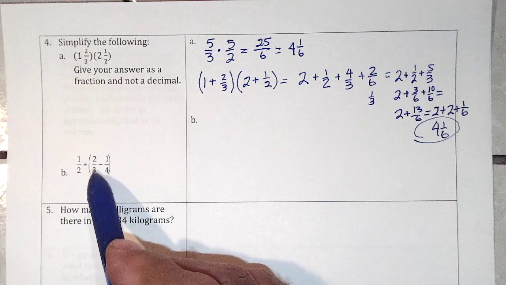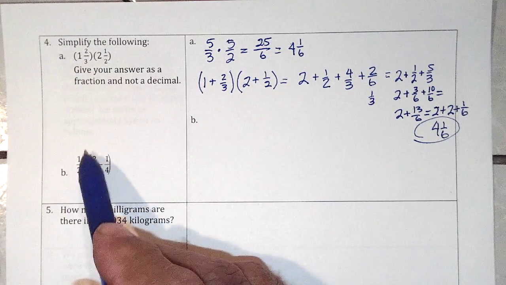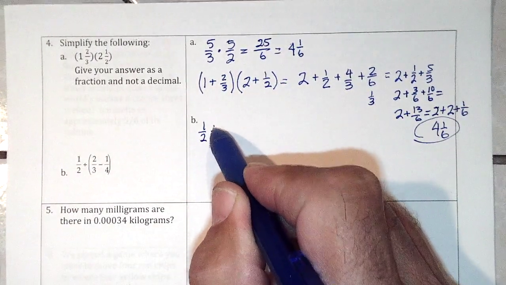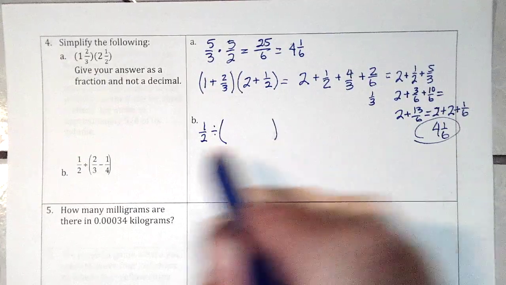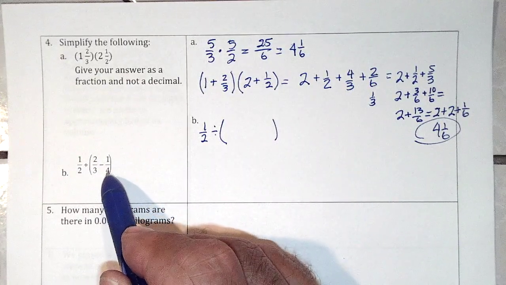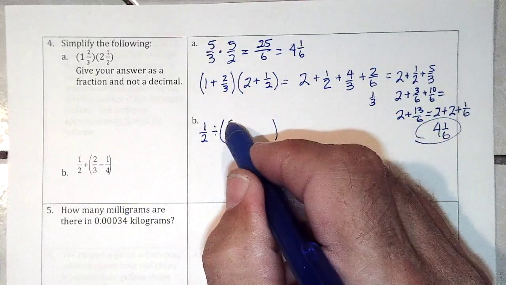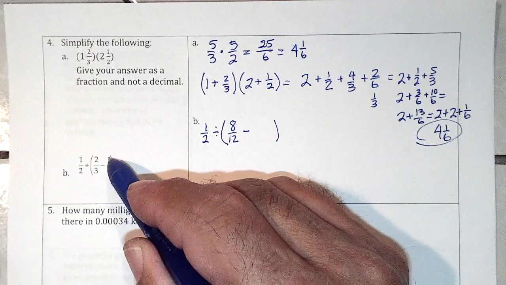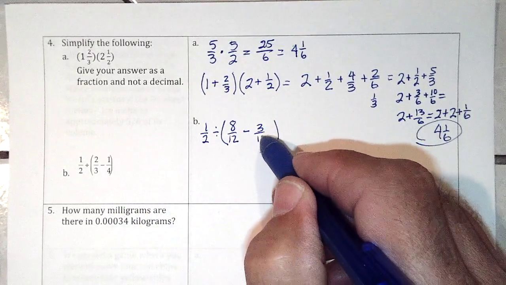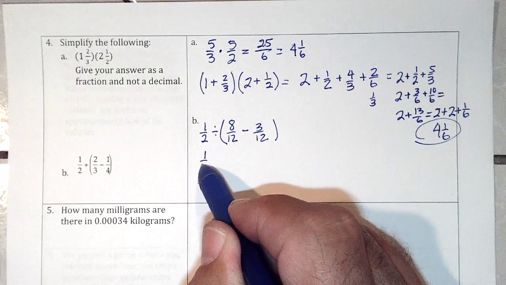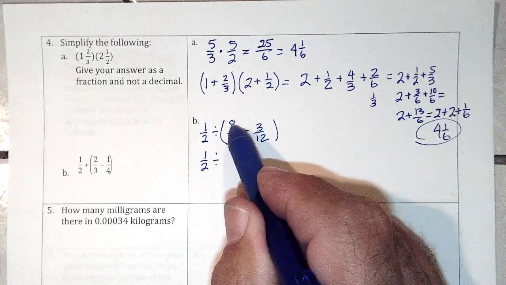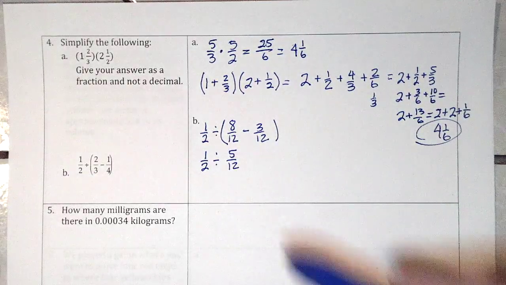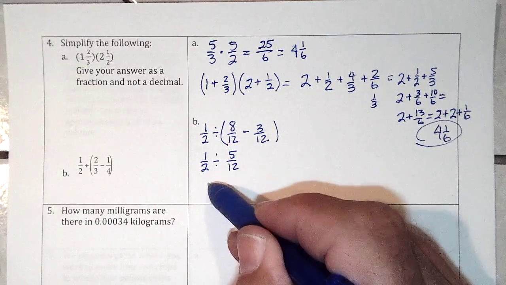This one, 2/3 minus 1/4. They're in parentheses, so you have to do that first. There's 1/2 divided by, what's this going to be? Well, the common denominator is 12, so we multiply by 4 and we get 8/12 minus, multiply by 3 and we get 3/12. So we have 1/2 divided by 8 minus 3 is 5 twelfths.